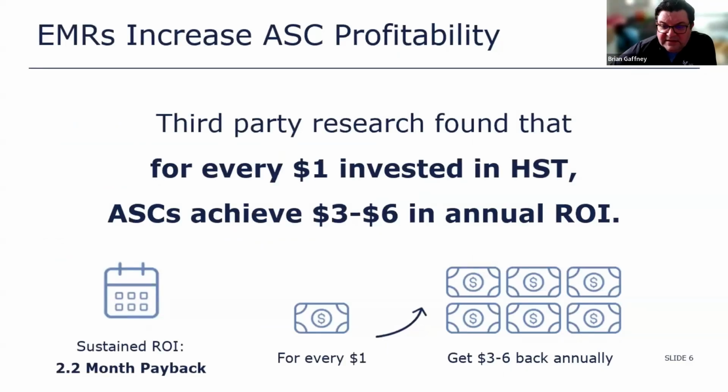One study that we did, this was an independent study that was done a couple of years ago: for every dollar invested in HST, ASCs achieve $3 to $6 in annual ROI. And that's something that we'd be more than happy to help anybody out that's eChart curious. We actually have a calculator that was generated by that independent third party where we can go in and put in your costs for everything associated with charting on paper and then compare that to the cost of a software license for digital charting and really help make a financial case for moving to a more digital solution for charting.